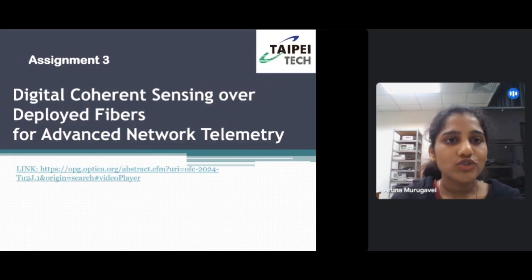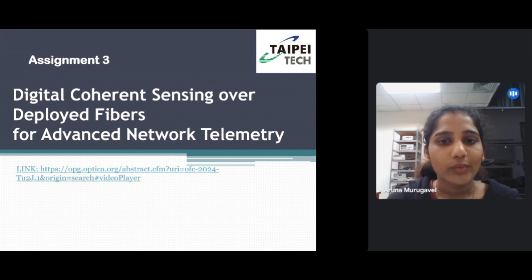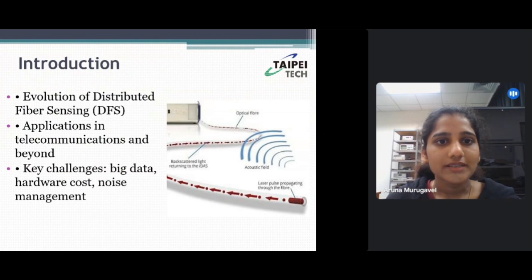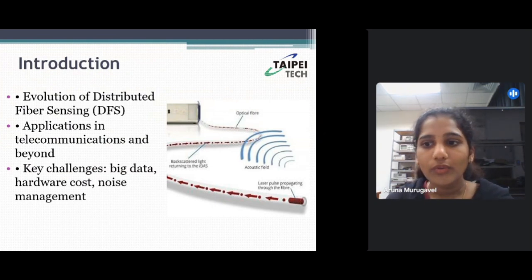Assignment 3 is based upon digital coherent sensing over deployed fiber for advanced fiber telemetry. The introduction talks about distributed fiber sensing, that is DFS. Over the years, DFS has evolved significantly and is now utilized in telecommunications, urban infrastructure monitoring and disaster prevention. However, challenges like big data handling, high hardware costs, and noise management remain key issues to address.